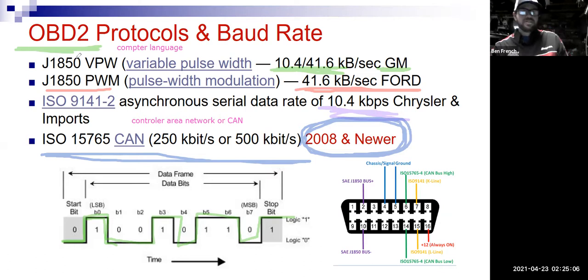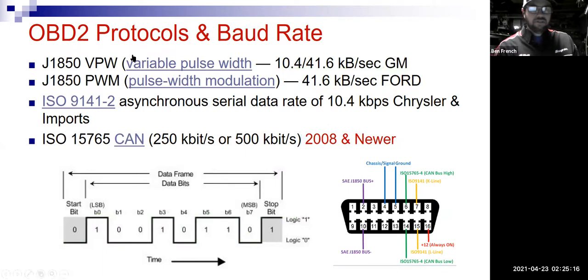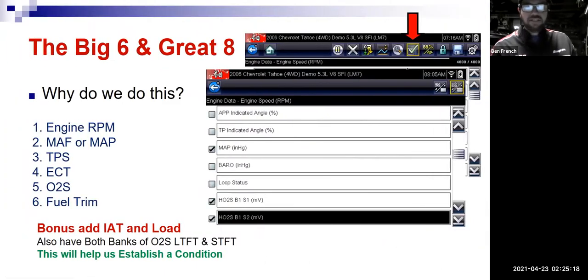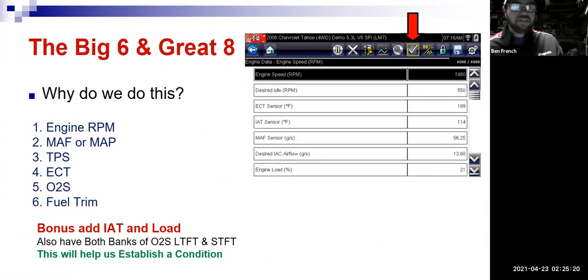Okay. So why would we make a custom data list? Why would we do that? Well, that gets us back to this big six and this great eight. Like, why do I not want to look at everything? Well, the reason I don't want to look at everything is everything could kind of overwhelm me. Maybe I don't know what to look at.